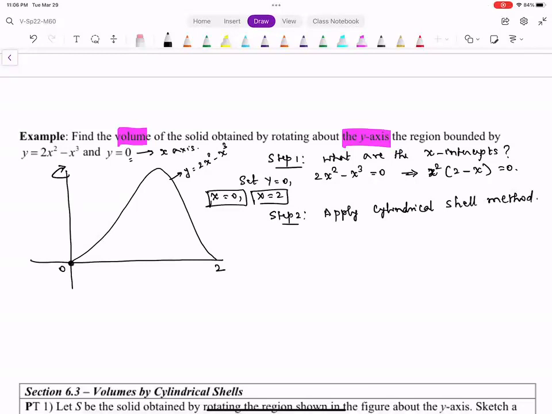We want to divide 0 to 2 into a number of partitions, and we want to take a typical sample of the cylinder, which is placed at a distance x from the origin. We are placing a cylinder at a distance x from the origin, and if you rotate this about the y-axis, you're going to get a typical cylinder like this.